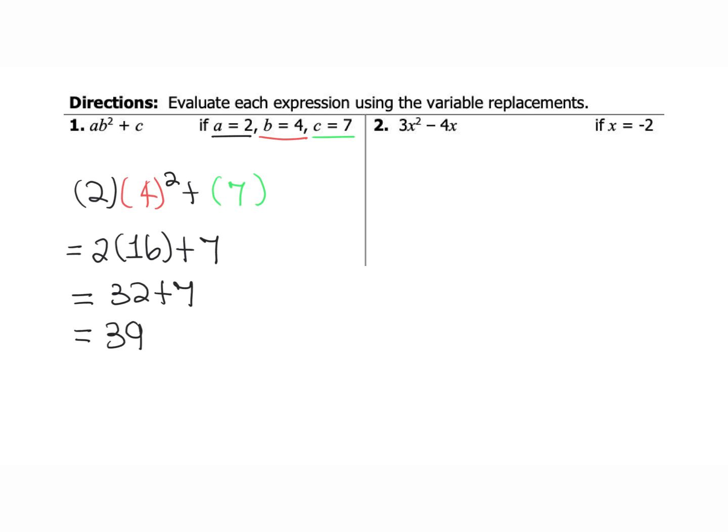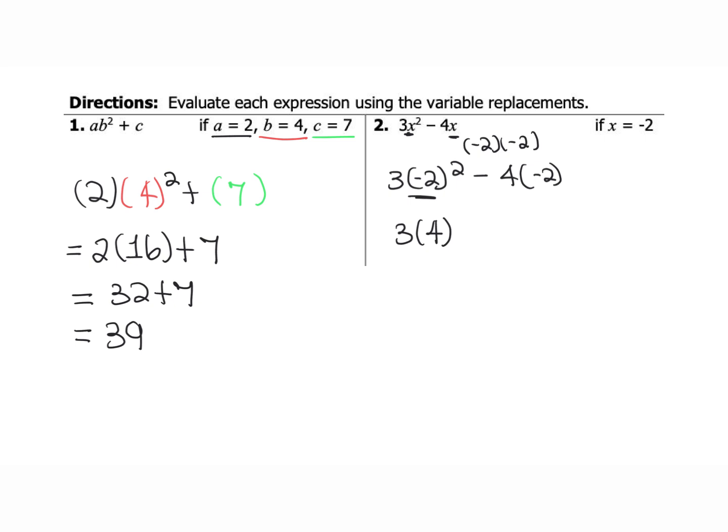Now we go to the next one. We have 3x squared minus 4x, where x equals negative 2. This one's interesting because we have x appearing twice, but we just plug it in twice. So we do 3 times, with parentheses, negative 2 squared minus 4 times negative 2. Negative 2 squared is negative 2 times negative 2, which is positive 4.